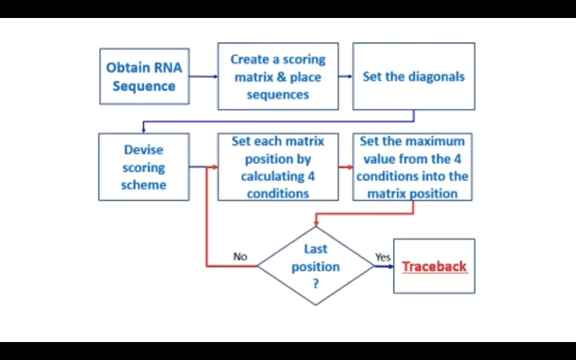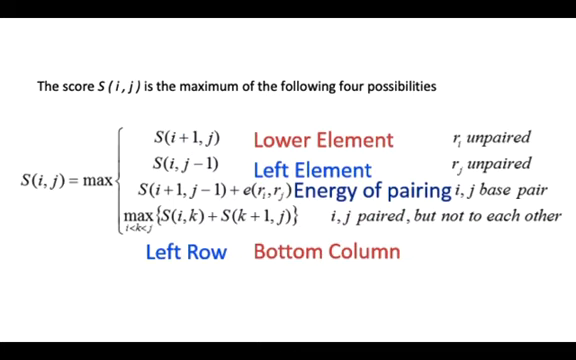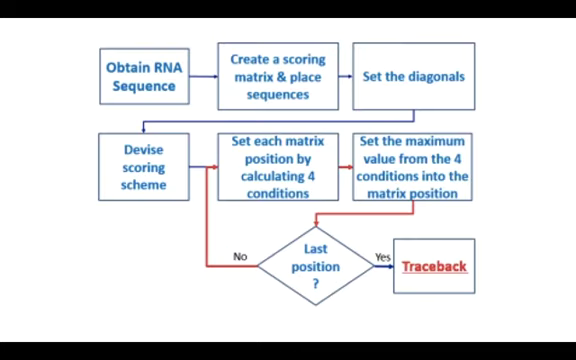So this is a general idea of Nussinov's algorithm. Obtain an RNA sequence, create a scoring matrix, and place the sequence. Set the diagonals, devise a scoring scheme, and set each matrix position by calculating the 4 conditions, which I mentioned. These are the 4 conditions. Set the maximum value from the 4 conditions into the matrix position. If this is the last position, then trace back the elements.